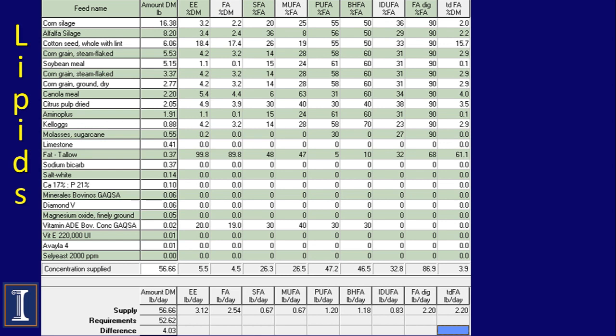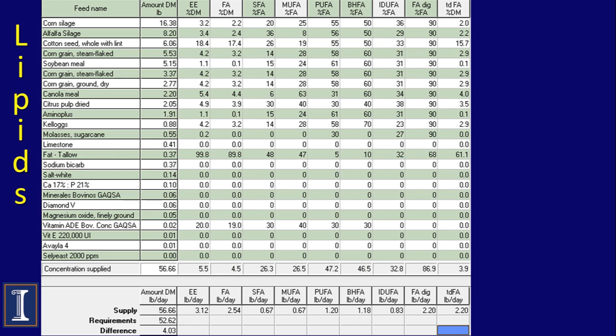Lipids has got a lot of information that we probably aren't using very much yet, but we will in the future. The big number everybody watches, the first one, that's ether extract. That's a nice name for fats and oils. You can see this ration sits at 5.5%, right on the money. And you can see the big hitter up there is tallow at 99%, fuzzy cottonseed. So very quickly you can glance up to see, well, if I wanted more, which ones would I add? Or if I think it's too high, which ones would I pull back?